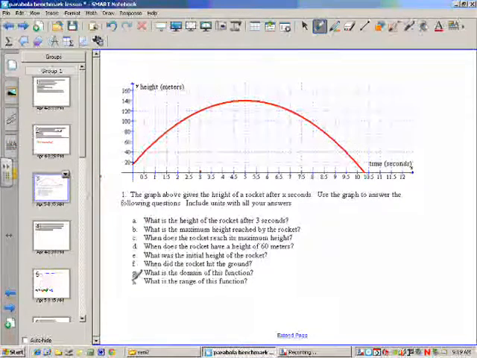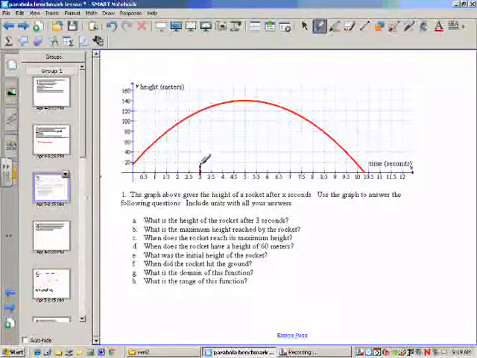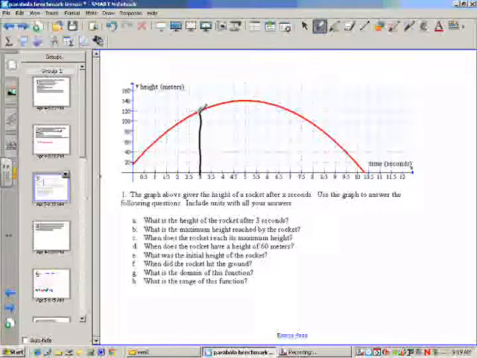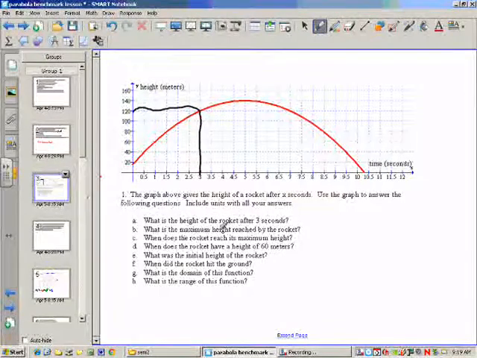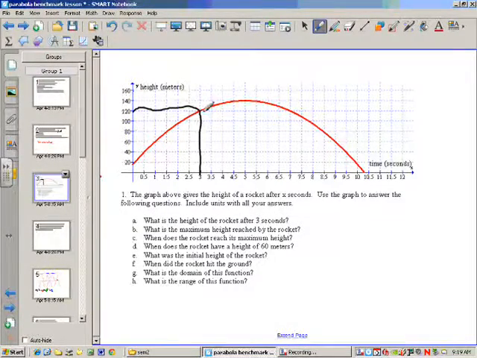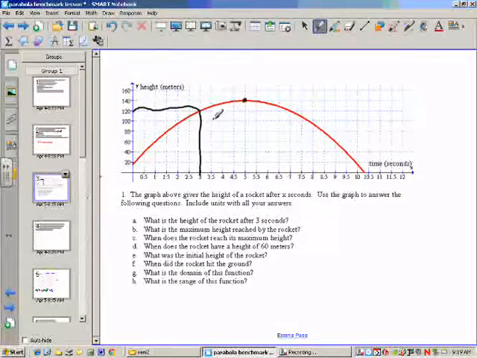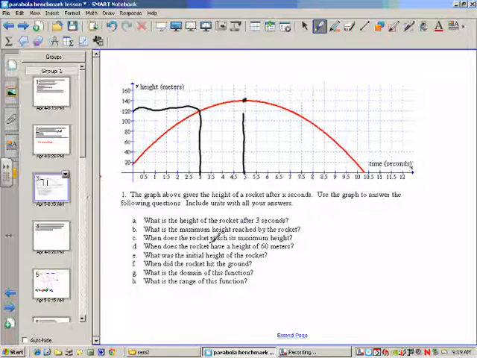From this graph, we can go through all these items. What's the height of the rocket after 3 seconds? This is just relating to reading a graph. So if we find 3 seconds on the x-axis, go up till we find the graph, then go horizontally till we see the height. We see it's 120 meters. What's the maximum height that the rocket reaches? We can look from the graph at the vertex, and we'll put a dot there so that we can identify the height of 140 meters. If we go straight down, we see that it occurs, question C, at 5 seconds.